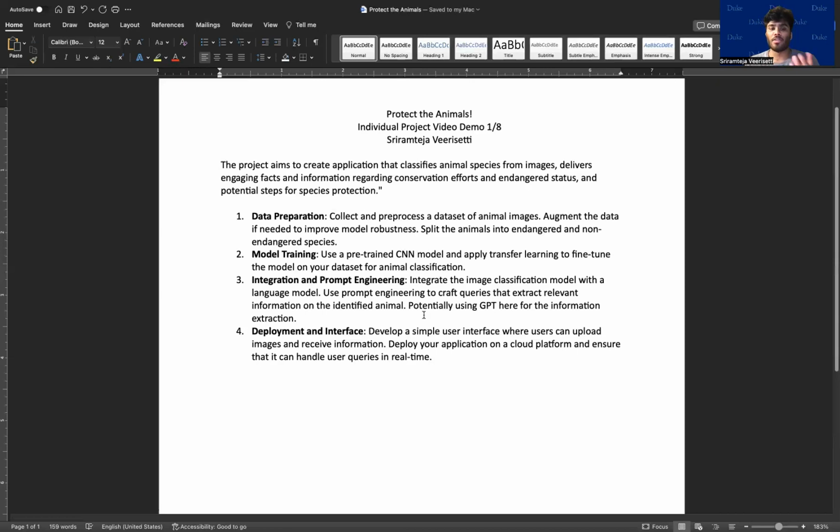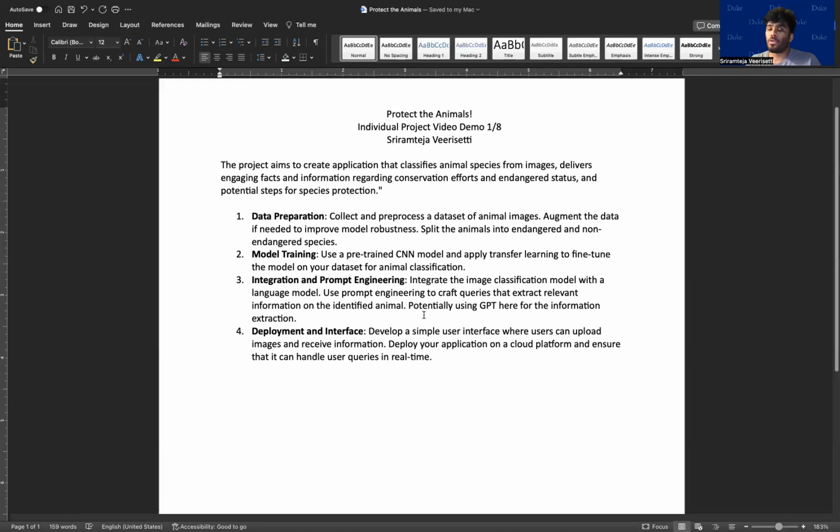Then I was thinking about integrating a large language model. The large language model would essentially take the output classification of the model and then provide the user with all sorts of information, like I mentioned before, about that animal, as well as whether it's endangered or not, which is still the main central theme of the application.